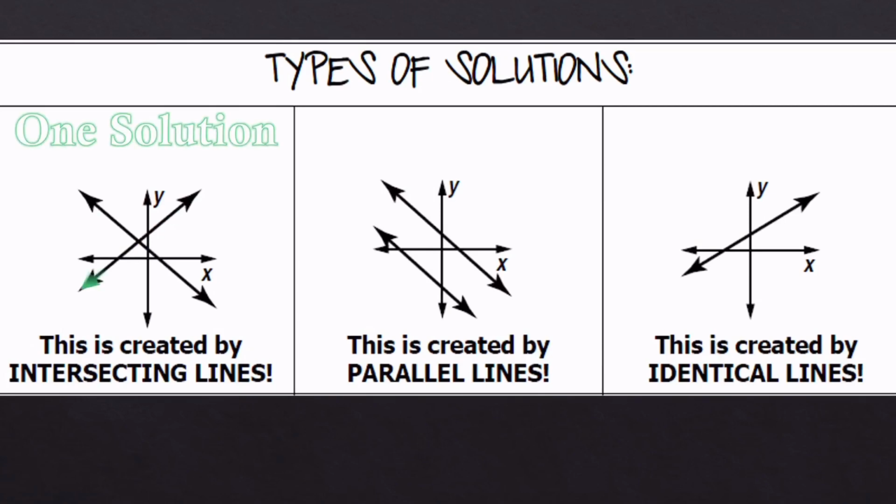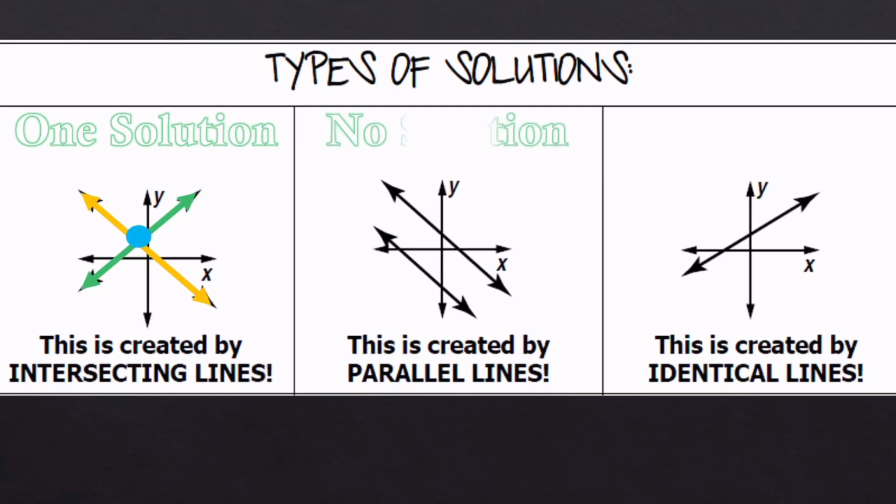So the first type of solution we'll look at is one solution. That is when we have intersecting lines. So if you draw this line and you draw the other line, you see the two lines I'm referring to? They touch in one point. So that exact point is the solution. When we're trying to find the solution to this, we would state that point.